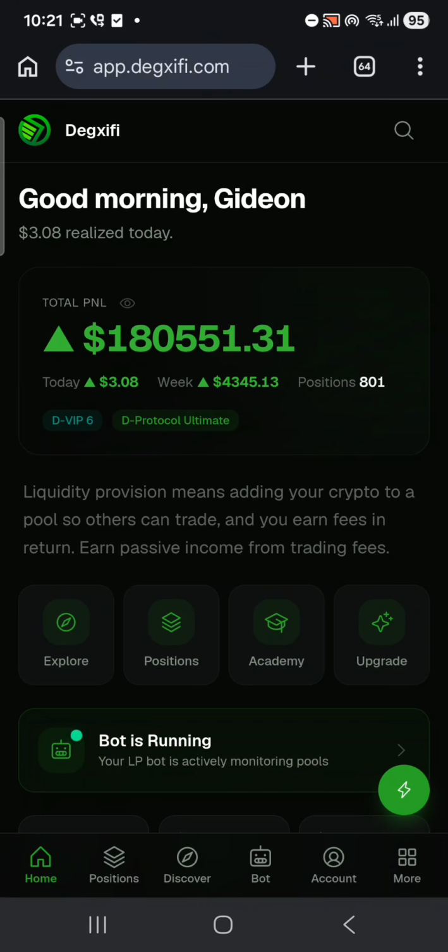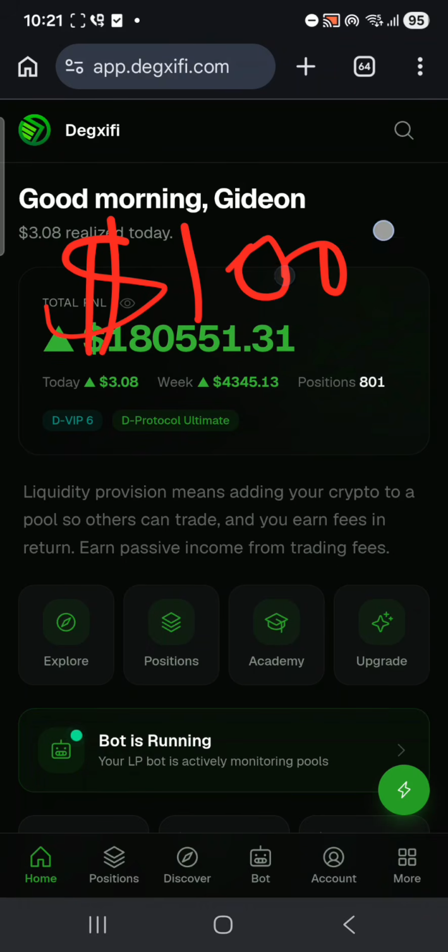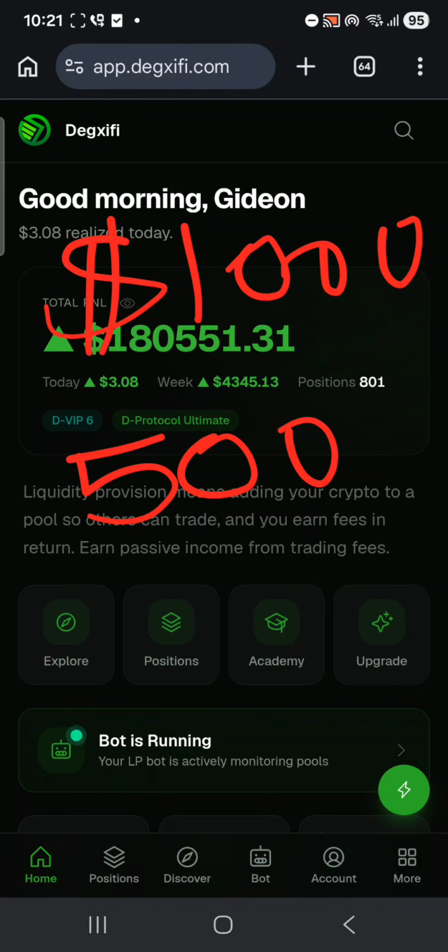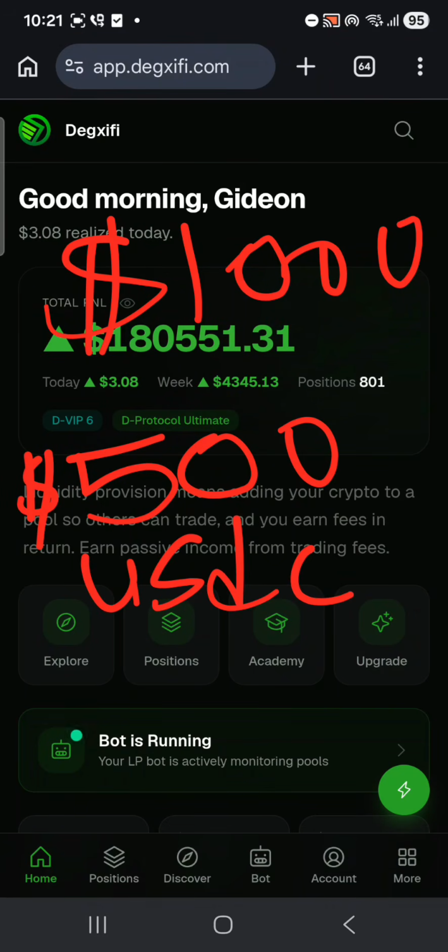Now let's assume you have a capital of $10,000. Okay, let me assume $1,000. You have $1,000. You can set aside $500 to open a position. Then convert the remaining $500 into USDC, so $500 in USDC. From this $500 you want to test out the strategies to know what works for you, including myself.